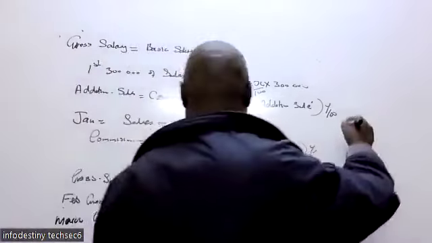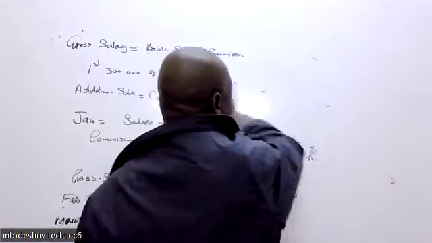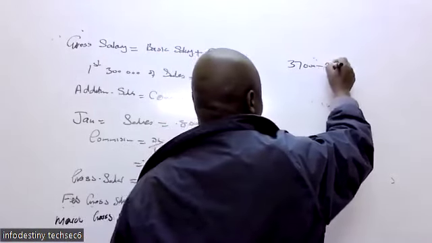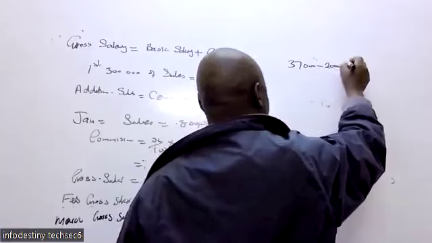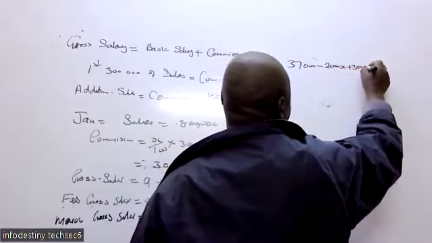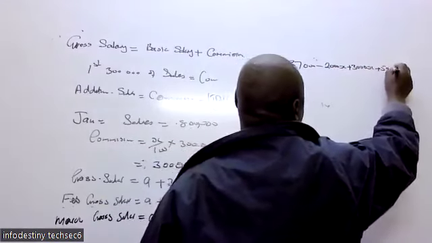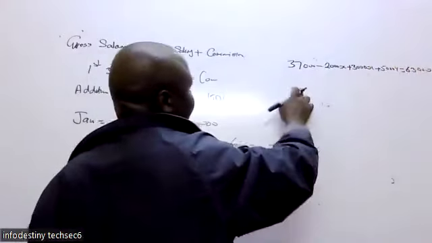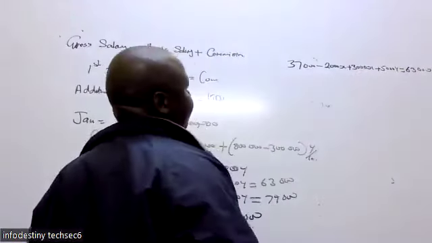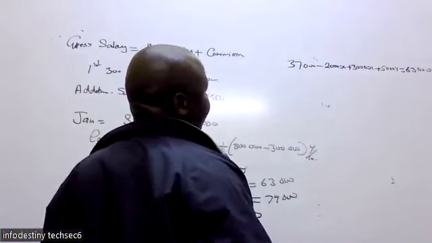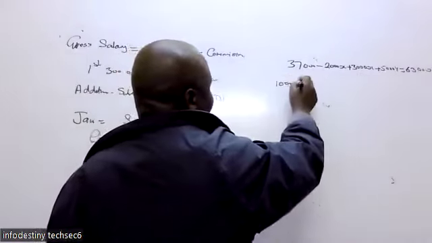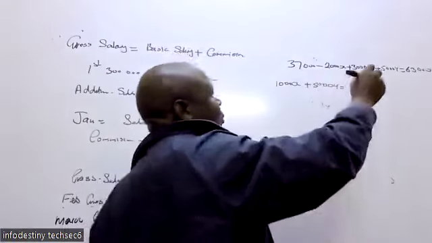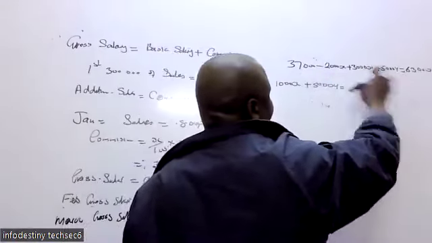So we replace, and we are going to have this one now. 37 minus 2,000x plus 3,000x plus 5,000y equals to what? 63. So let's simplify this one, and this is going to give us what? 1,000x plus 500y equals to, you subtract 63 minus that.